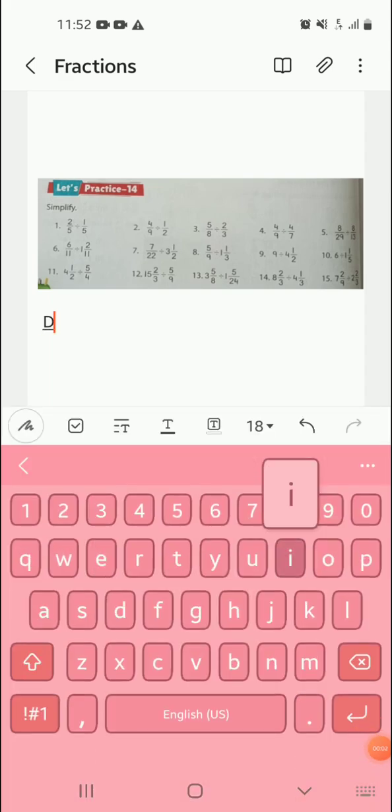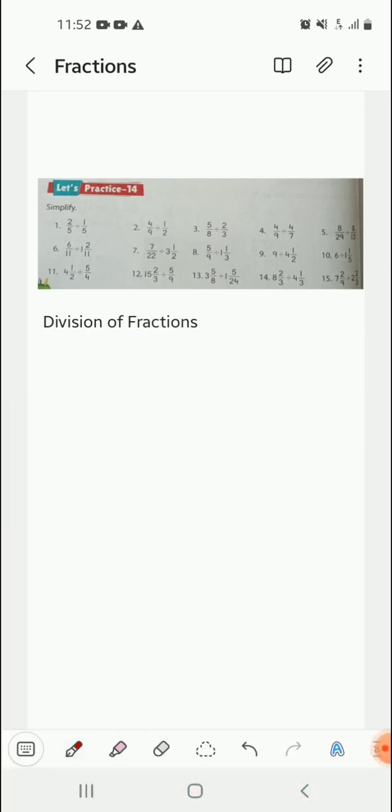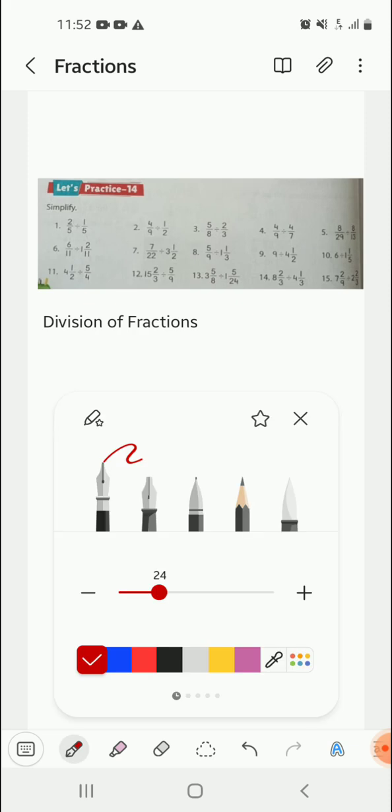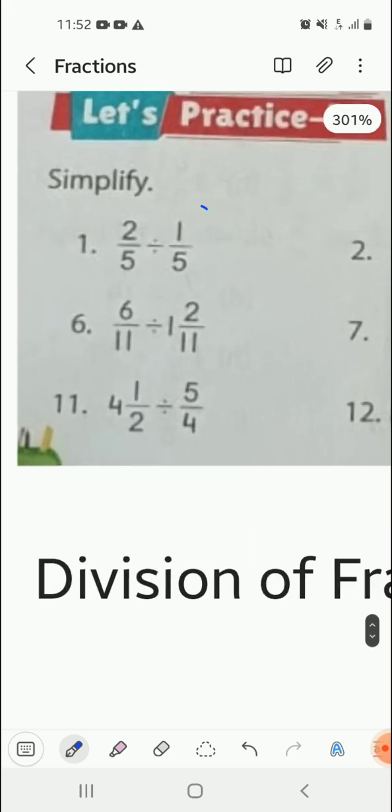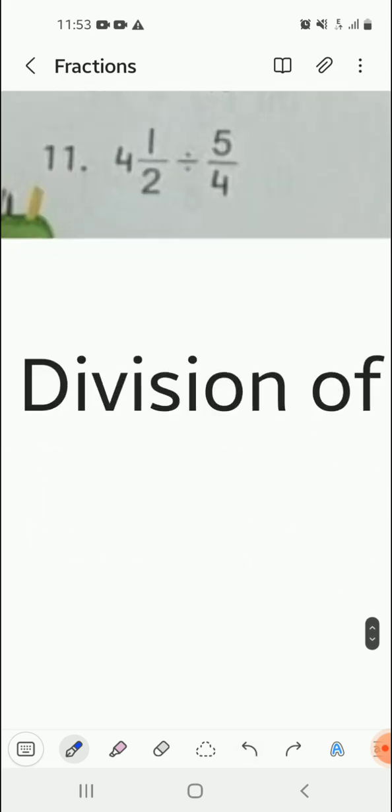Today's topic is division of fractions. Again, here, we are going to do it step by step. The first question that we have is 2 by 5 divided by 1 by 5.